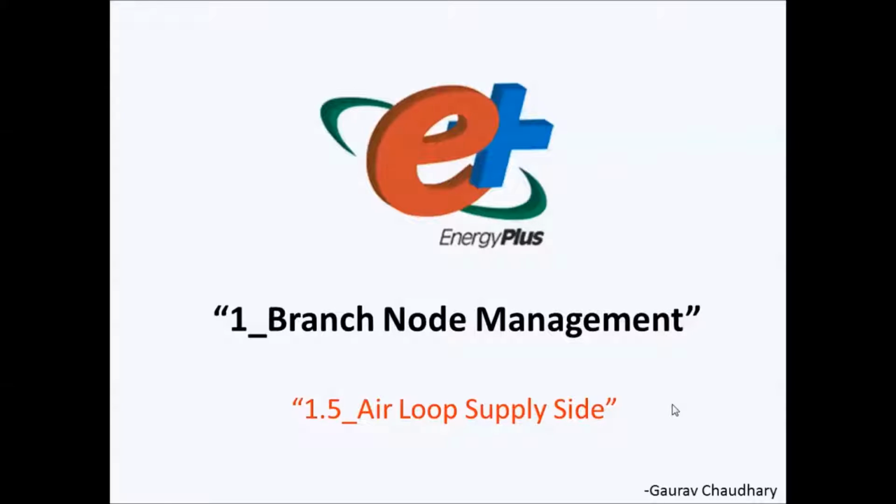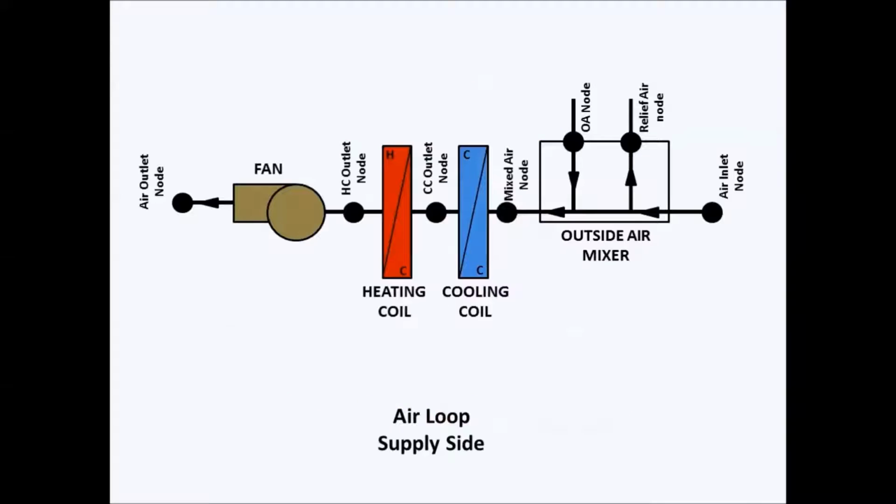We are done with the air loop demand side. In this video 1.5, we'll do the air loop supply side and close the air loop. We'll do all the remaining objects for the air loop. As I told in a slide before, the air loop supply side is a mix of an outdoor air mixer box and an AHU. The AHU consists of a cooling coil, a heating coil, and a fan. This all starts from the air inlet node and goes to the air outlet node.